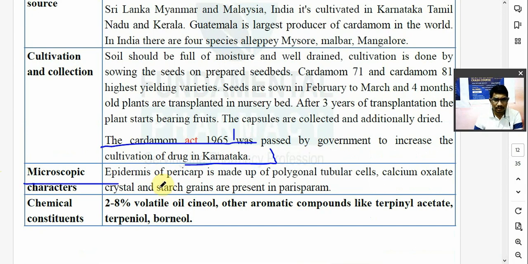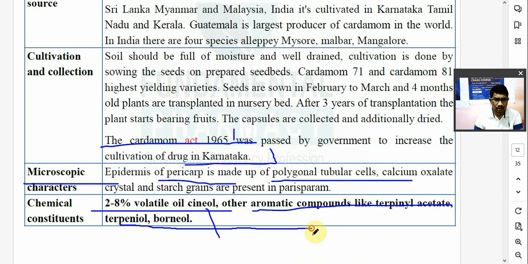Microscopic character: the epidermis is the outer layer. Epidermis of pericarp is made up of polygonal tubular cells. Calcium oxalate crystals and starch grains are present in the pericarp. Chemical constituent is 2 to 8% volatile oil. Out of that is cineol. The main component present in this oil, along with other aromatic compounds like terpinyl acetate, terpineol, and borneol. These are the other components.